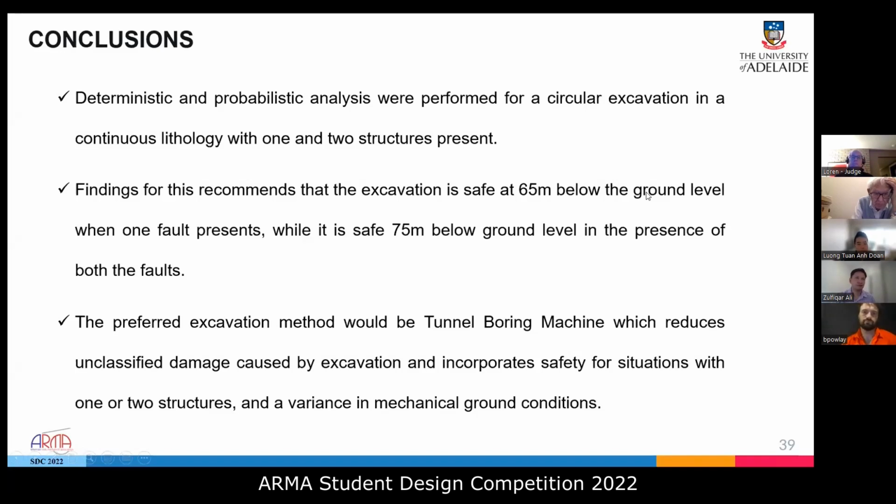So to conclude, the deterministic and probabilistic analysis were performed for a circular excavation with two scenarios, one fault and two faults, and we found that it is safe for one fault at 65 meters below the ground, and when two faults are present, it will be 75 meters. The preferred excavation method would be tunnel boring machine, which will help us reduce the impacts on the surrounding environment, and is better controlled in the variance of mechanical ground conditions.